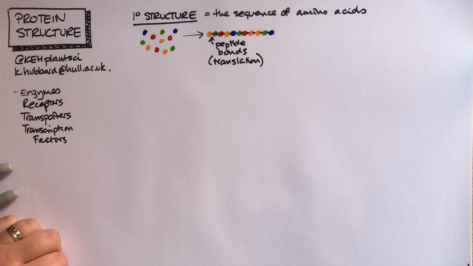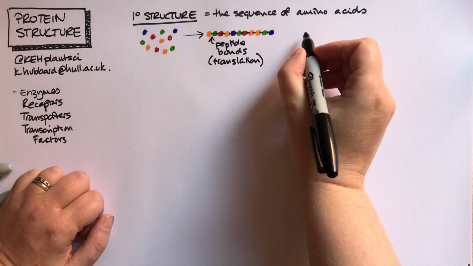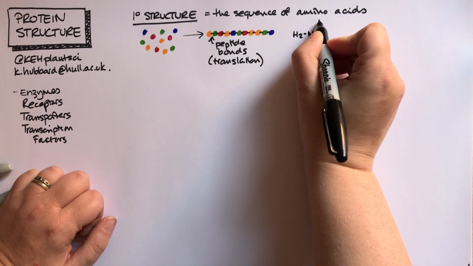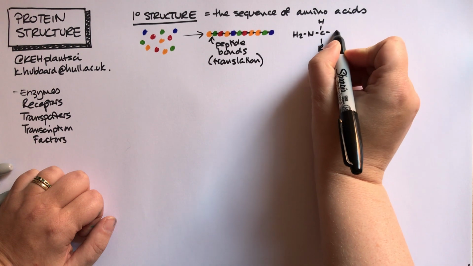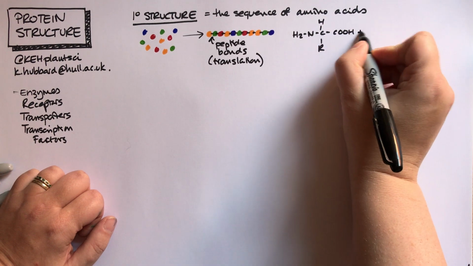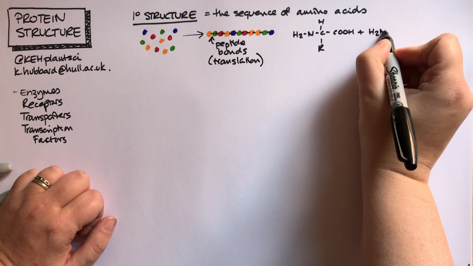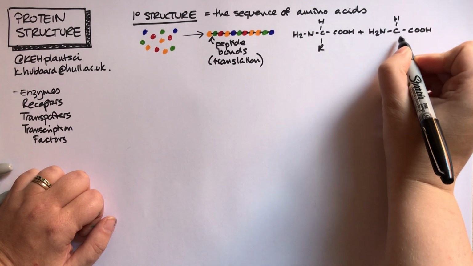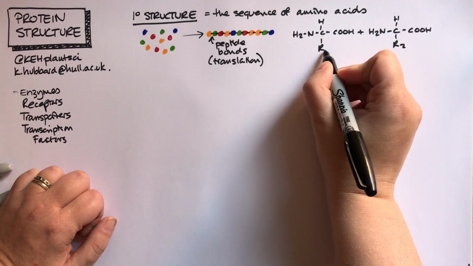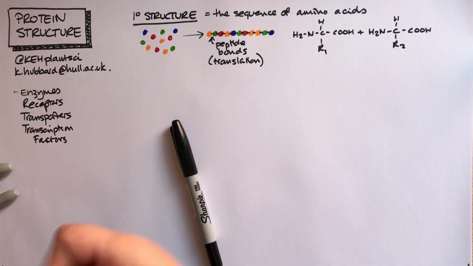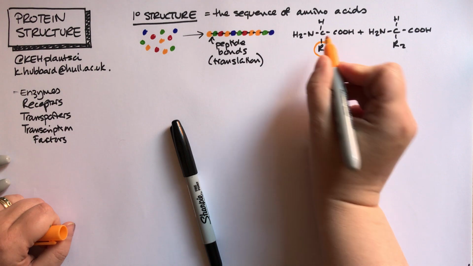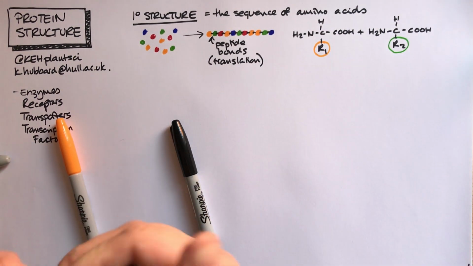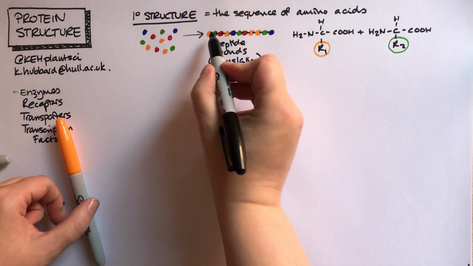The peptide bond forms in this way. We've got H2N, CH, an R group, COOH, plus another one, H2N, C, COOH, H, and there's the second amino acid. In this case, this would be the yellow amino acid and the green amino acid. Obviously, we could substitute in some real names there. So this is the first one.